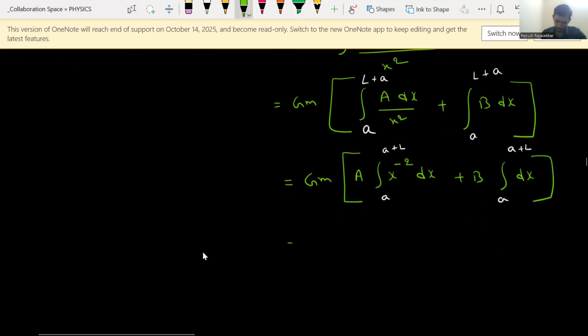Next step is, this is GM, a is a constant, x power minus 2. What is the integration of x power n? x power n plus 1 divided by n plus 1, you can know. So directly I will write here x power minus 2 plus 1 divided by minus 2 plus 1.